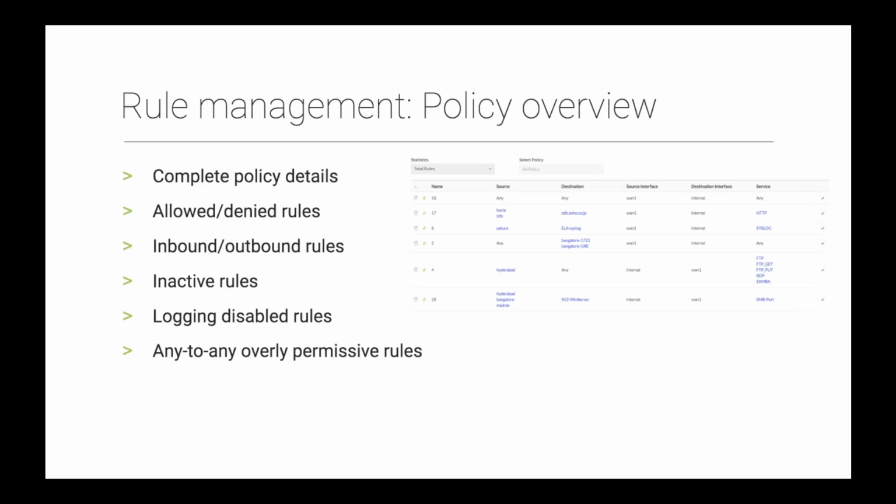First, the policy overview report. This report gives you the visibility to all the rules that have been written on the firewall. So you can filter rules according to allowed or denied rules, inbound or outbound rules, inactive rules, logging disabled rules, or any-to-any permissive rules. You can also download and analyze the list of rules. Let us look at how this looks in the product UI.